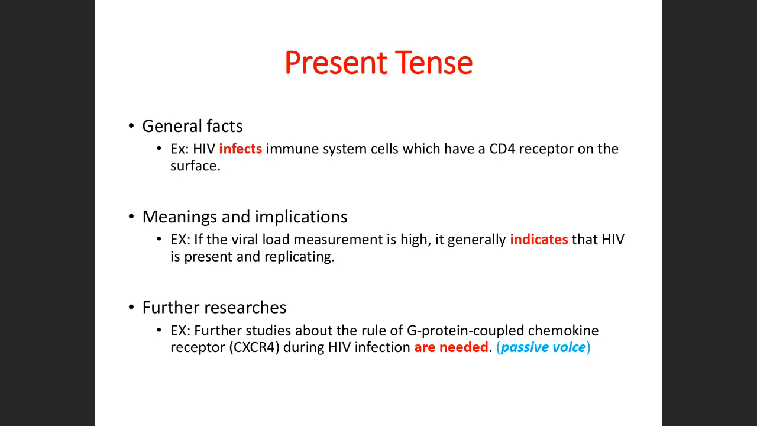Also, when you are trying to bring some meaning or explanation of a previous sentence, you can say, if the viral load measurement is high, it generally indicates the HIV is present and replicating. So this is an example of implications or meaning. Also, you can use the present tense when you are about to talk about future research, such as: further studies about the role of G protein coupled chemokine receptor during HIV infection are needed.